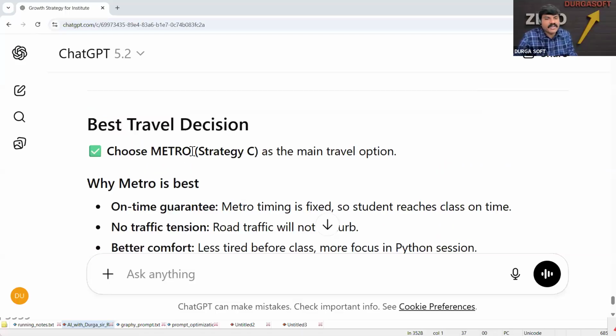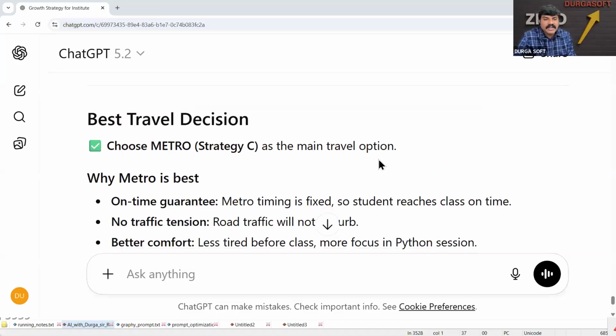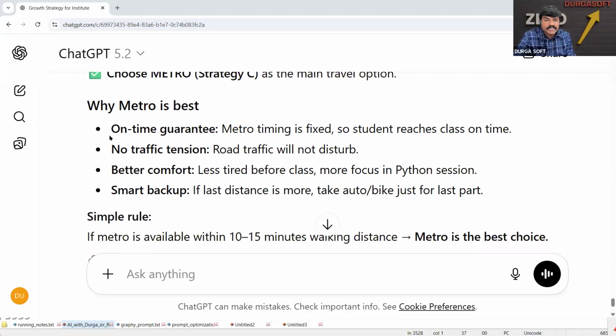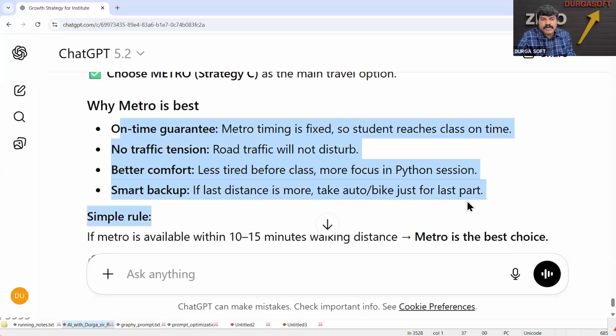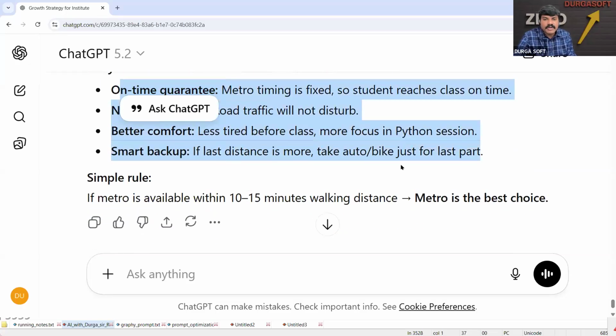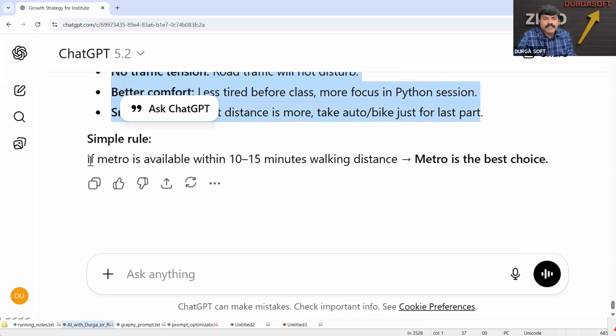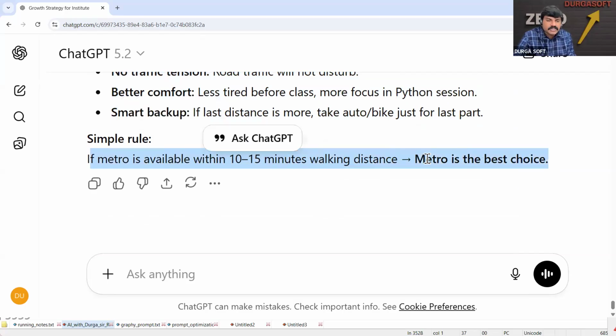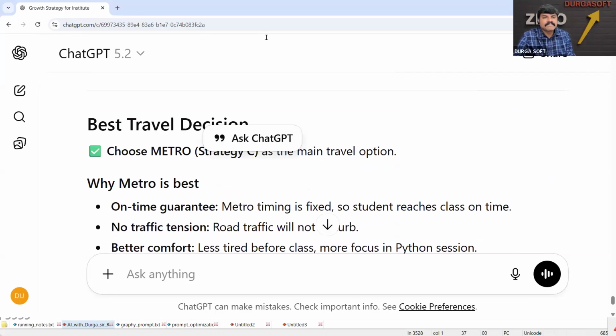Getting it, right? Okay. Next, one more thing. Here we are giving one minute. If you observe, best travel: choose metro. Why is metro the best? On-time guarantee, no traffic tension, better comfort, smart backup. If the last distance is more, take an auto. The simple rule is: if metro is available within 10 to 15 minutes walking distance, metro is the best choice, as it's telling.